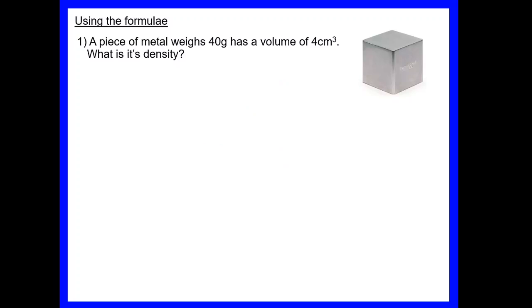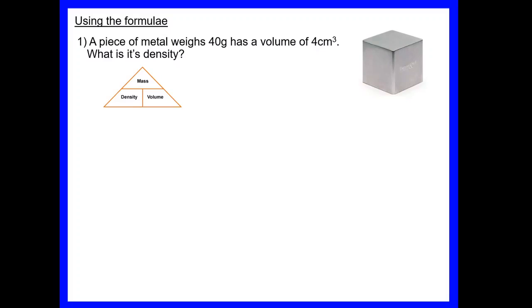Okay, so let's see how it works in practice then. So we've got a piece of metal that weighs 40 grams. They'll often use the word weight for mass in maths questions, so that's something to get used to. So we've got the mass really of 40 grams and a volume of 4 centimetres cubed, and we want to know what is its density.